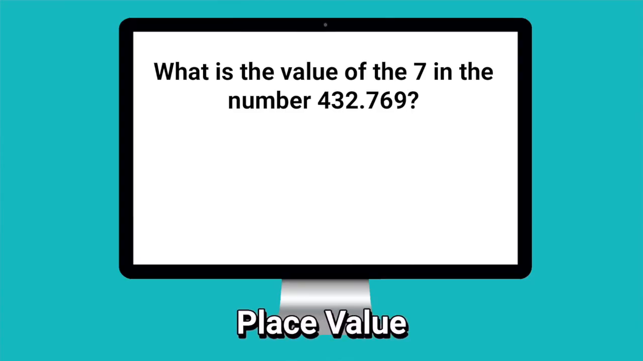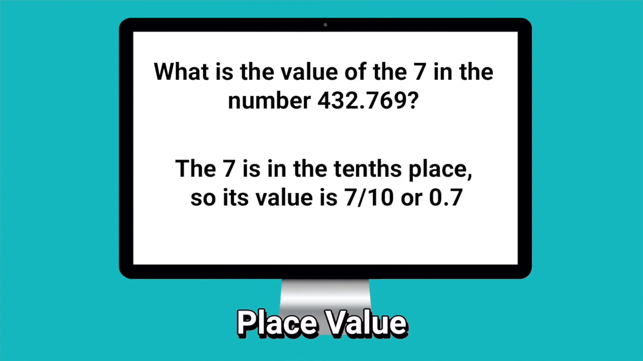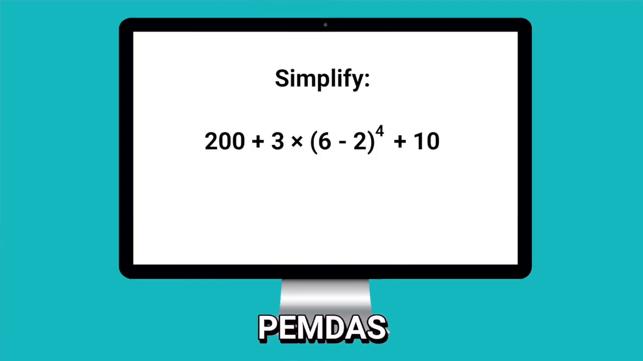Now, let's go through some practice questions to see how these concepts are tested. Question 1, place value. What is the value of the 7 in the number 432,769? The 7 is in the tenths place, so its value is 7/10 or 0.7. Question 2, PEMDAS. Simplify 200 plus 3 times the quantity of 6 minus 2 raised to the 4th power plus 10. Following PEMDAS, the correct answer is 978.